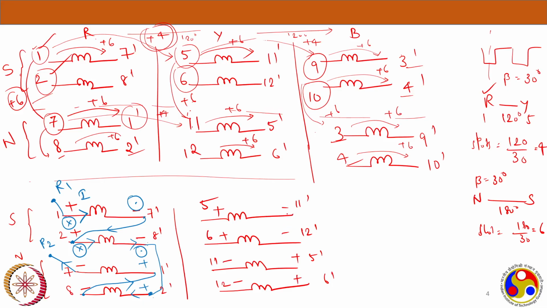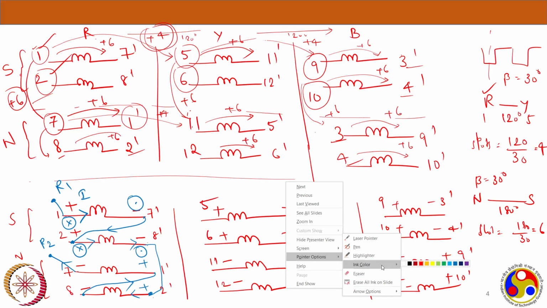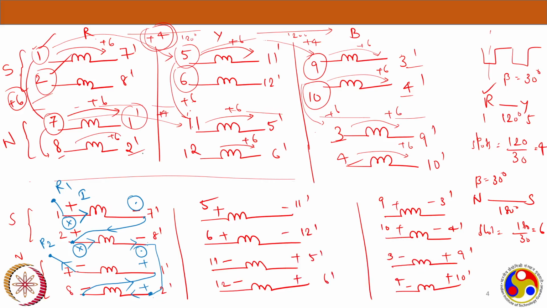Same kind of connection. Before that, let me just draw the B also. These are 9, 3 dash, 10, 4 dash, 3, 9 dash, 4, and 10 dash. So again plus, minus, plus, minus, minus, plus, minus, plus. Let's quickly join these coils, and while joining make sure you have series connected and additive nature.